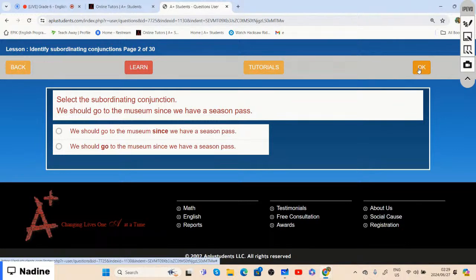The next one says, we should go to the museum since we have a second pass. What is our subordinating conjunction within that sentence? Is it since, in bold, or is it go, which is in bold?